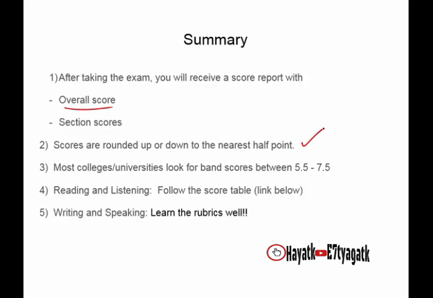Reading and listening follow score tables, and we have links below where you can see those scoring tables. 30 out of 40 will be a band score 6 on general training, for example. And for writing and speaking, you just need to learn the rubrics well. So you need to know what you need to be able to do for the band score you're trying to achieve. If you're trying to achieve a 7 band score in speaking or writing, go look at what is required for those and try to achieve those tasks. We'll talk about those a lot in our lessons coming up for each section of the exam.